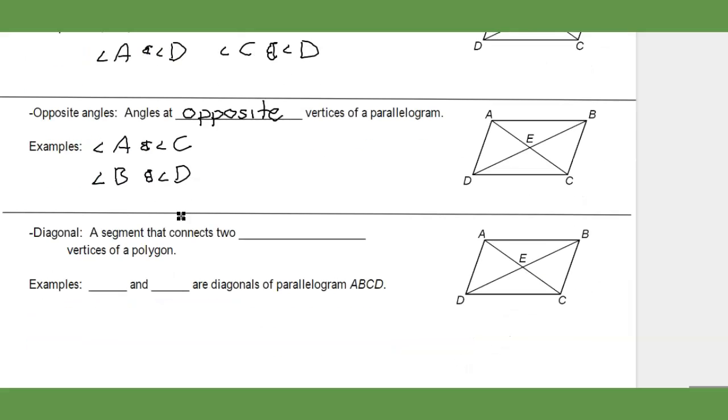All right, a diagonal is a segment that connects opposite angles, or opposite vertices. So in this case, this segment connects vertex A and vertex C. So AC is a diagonal, and BD is the other diagonal. Okay. Go ahead and flip that over.